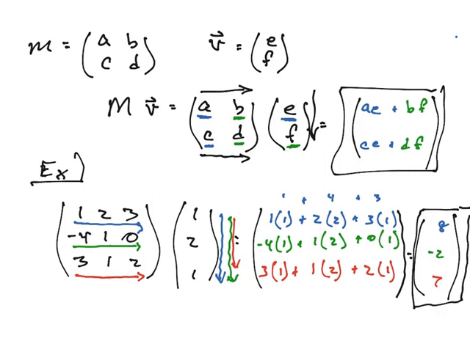You have a matrix times a vector. The answer you get is a vector whose elements you get by going across the matrix, multiplied by going down the vector, and you're adding all of those terms up. So first row times the vector gives you the first element of your new answer. Second row times the vector gives you the second element, and third row times the vector gives you the third element.